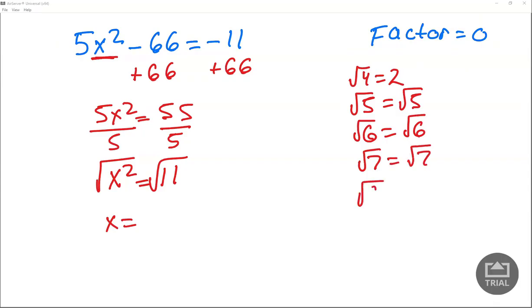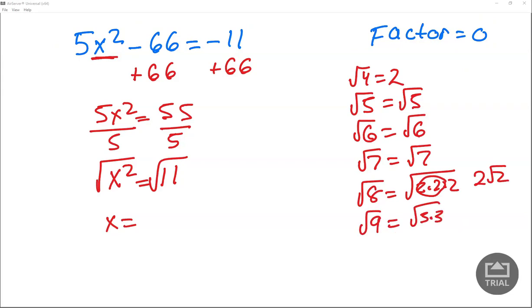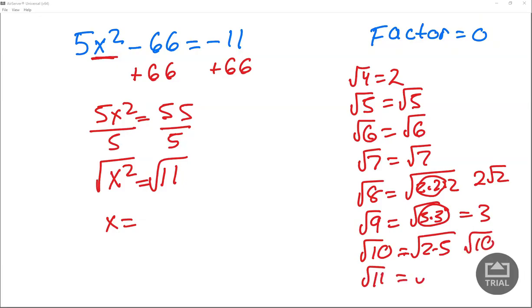The square root of 8, remember 8 is 2 times 2 times 2. So there's a pair of 2's. They come out, and then it's the 2 inside. What's the square root of 9? Well, 9 is 3 times 3, so a pair of 3's come out. What's the square root of 10? 10 is equal to 2 times 5. There's no pairs there, so it just stays as square root of 10. Square root of 11 stays as square root of 11. So it's going to be square root of 11.